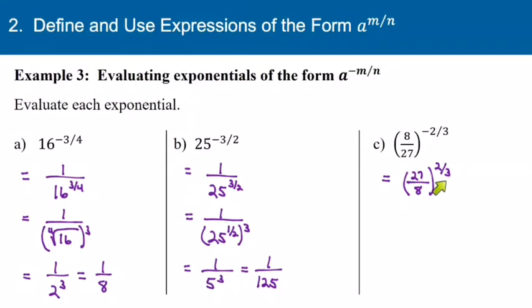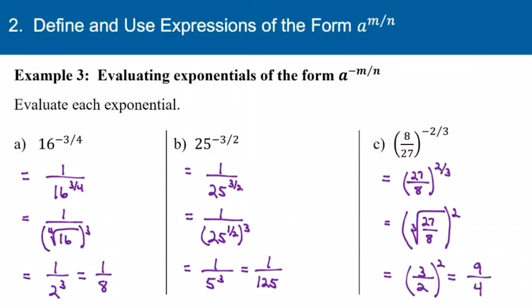And now we can write this as the 3rd root of this fraction, all squared. So I'm going to write the 3rd root of 27 over 8, all raised to the 2nd power. Now both of these numbers under the radical are 3rd powers. 27 is the 3rd power of 3, and 8 is the 3rd power of 2. So the 3rd root of 27 over 8 becomes 3 over 2. And of course I've got to square it because of this outside exponent. And so now I can do 3/2 to the 2nd power, and that's just 9 over 4.